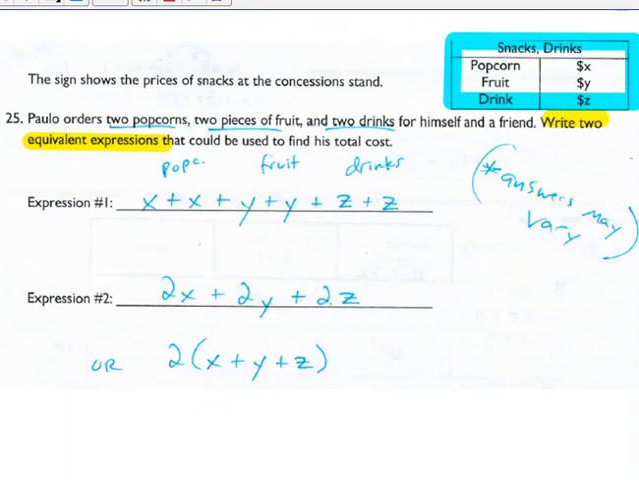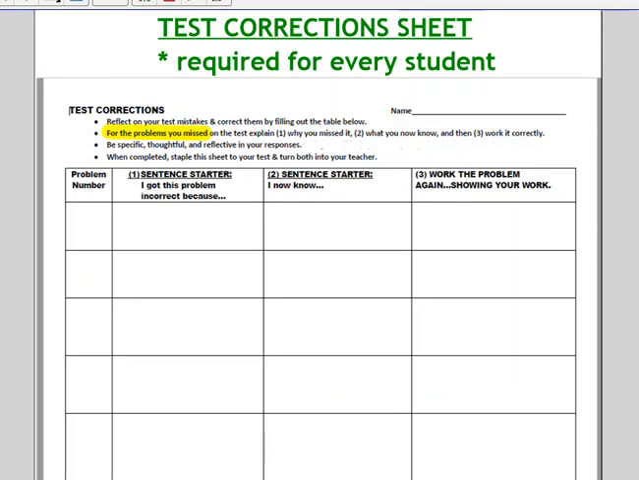All right, that brings your test to a close. Here is what you need to do now, all right? You should have this corrections sheet. If you don't, get it from me right now. But you need to make sure you do this, okay? This is going to be a grade that goes into Infinite Campus as well. You want to show me that you've learned and understand your mistakes, all right?